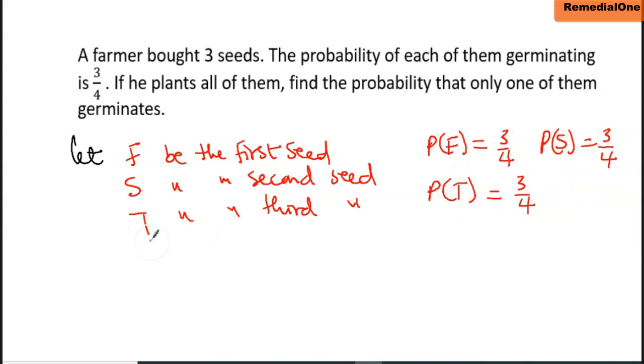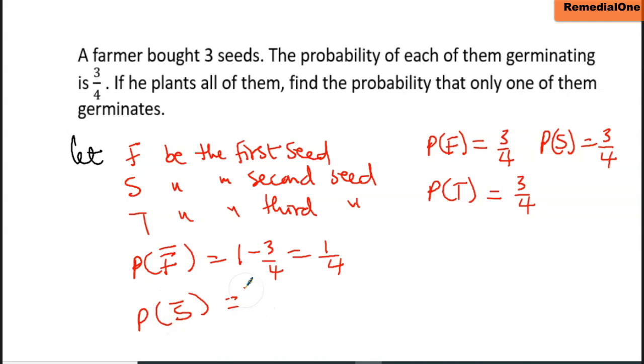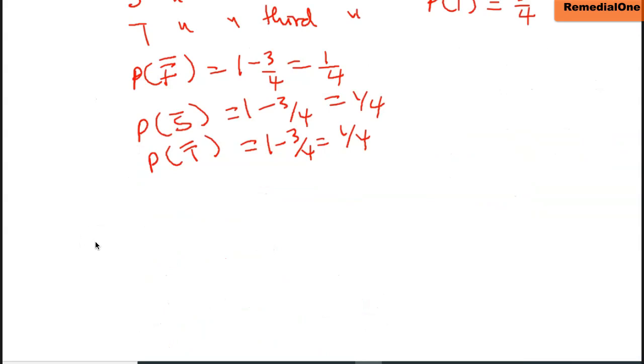So we can find the probability that the first seed will not germinate is 1 minus 3 on 4, which is 1 over 4. Probability that the second will not germinate will also follow the same pattern, which is 1 over 4. And then the probability that the third will not germinate is 1 minus 3 on 4, which is 1 over 4.